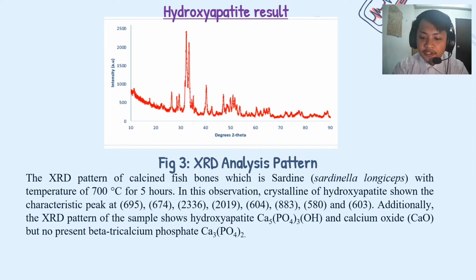In this observation, the crystalline hydroxyapatite shows the characteristic peaks at 695, 674, 2336, 2009, 604, 883, 580, and 603. Additionally, the XRD pattern of the sample shows the hydroxyapatite and calcium oxide but no presence of beta tricalcium phosphate.